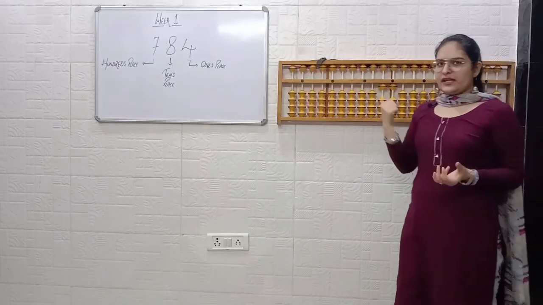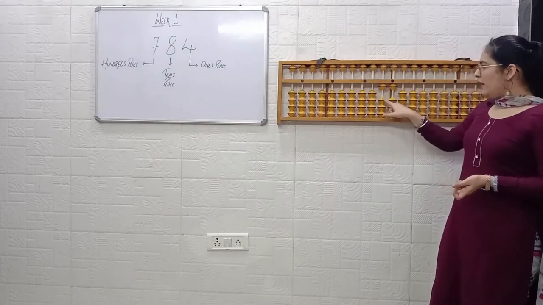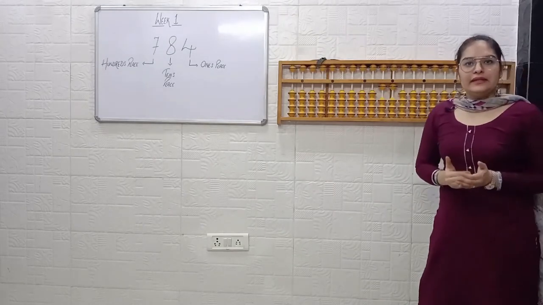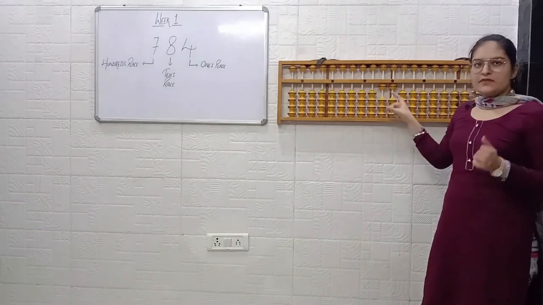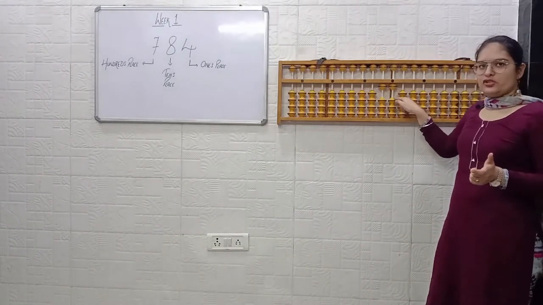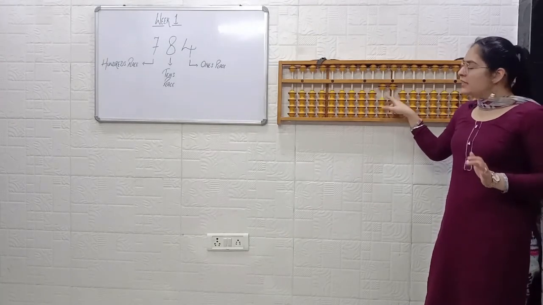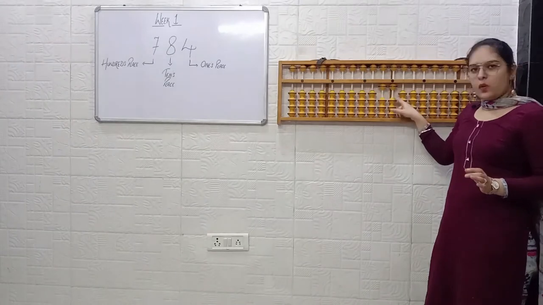Now, if you want to guess, you can, then I'll explain you. Okay, so here, first we will read the tens rod. Hum sabse pehle kya read karenge? Tens rod. Uske baad hum ones rod pe jayenge. Okay? So here, we will read the tens place and then we will read the ones place.